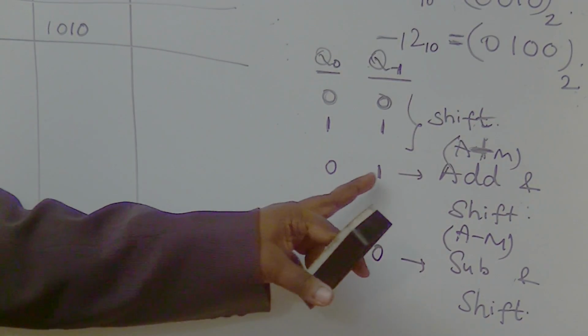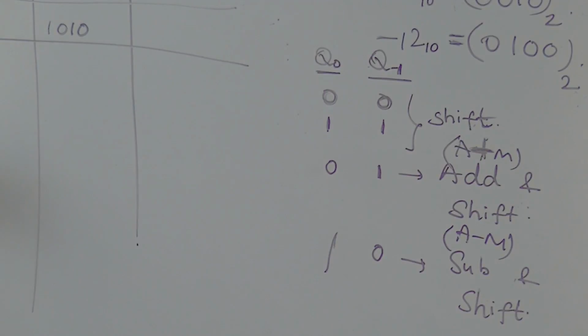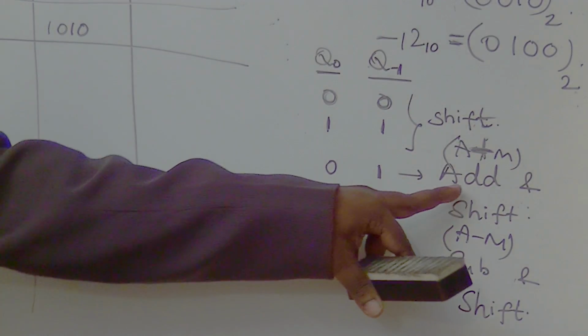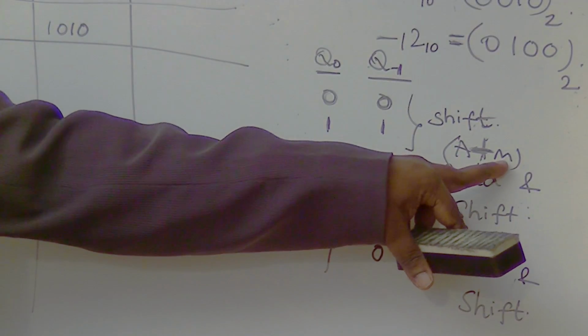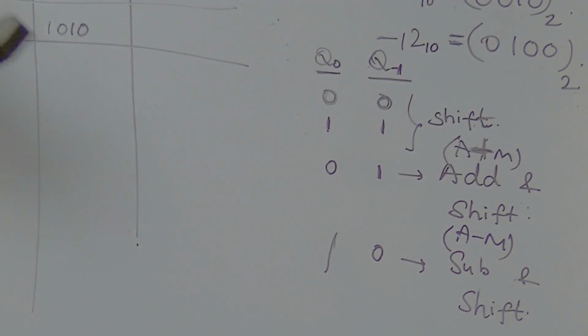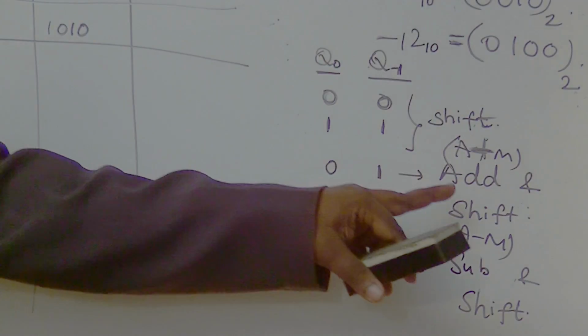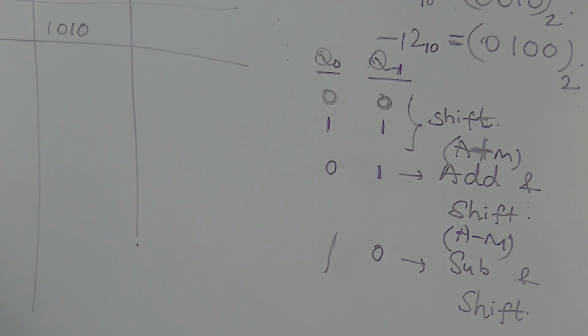I will explain how to do it. The next case is if it is 0 and 1, that is, q0 is 0 and q minus 1 is 1. Then we have to add, that is, A plus M, and then we go for shifting.